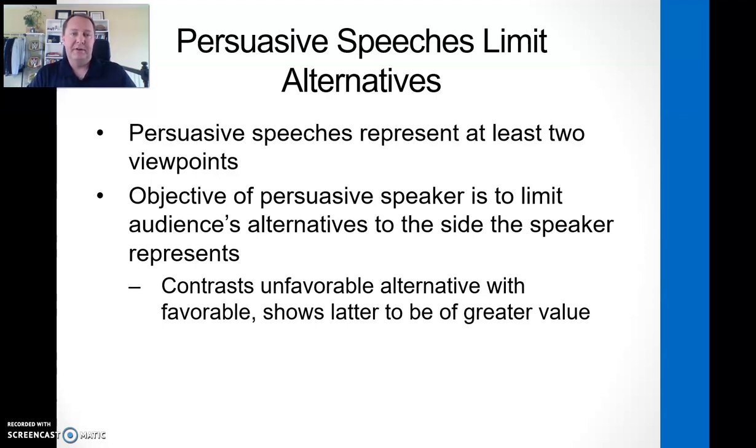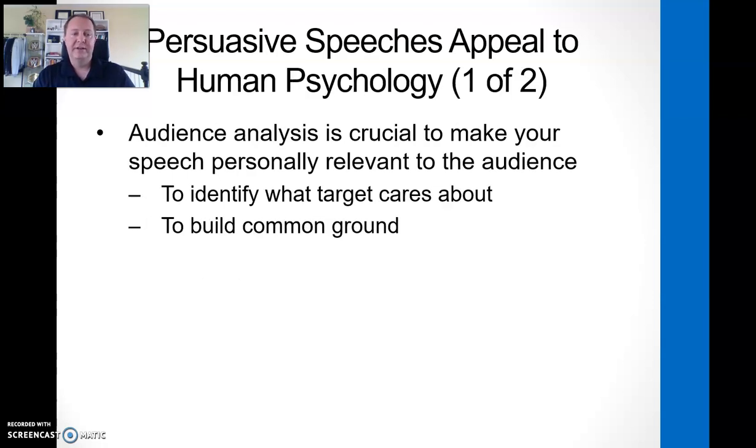Persuasive speeches limit alternatives. They represent at least two viewpoints, and the objective of the persuasive speaker is to limit the audience's alternatives to the side the speaker represents. And this can contrast unfavorable alternatives with favorable and show the latter, which is the favorable, to be of greater value. Persuasive speeches appeal to human psychology.